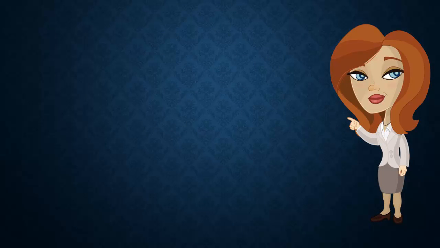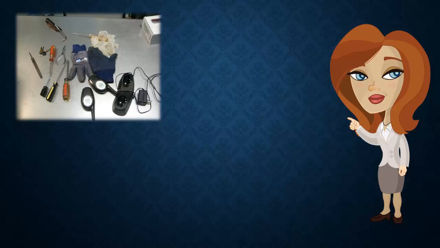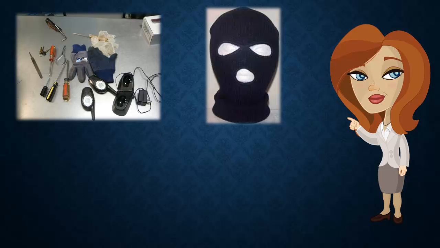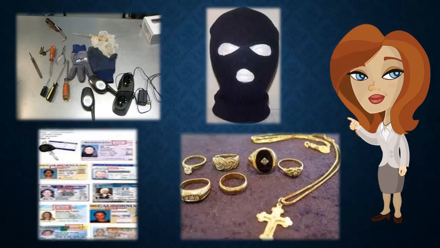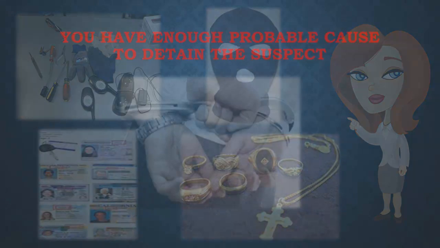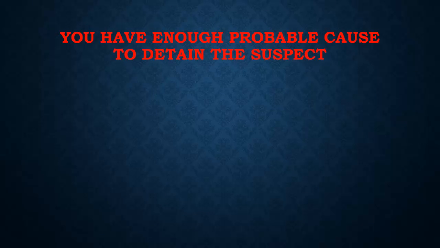Okay, let's review. You have just stopped a vehicle for running a stop sign. You observed in the back seat of the vehicle, in plain view, burglary tools, a black ski mask, a lot of driver licenses and a bag of jewelry. Do you have reasonable suspicion the driver has committed and/or is about to commit a robbery? Can you perform a Terry stop on the driver while you investigate? Can you Terry frisk the driver while you are investigating the incident for officer safety? Do you have enough probable cause the driver may have committed a robbery? Yes, you may detain the driver for being in possession of burglary tools and seize the jewelry during your investigation.